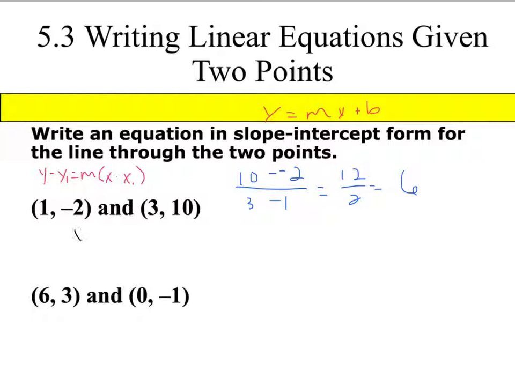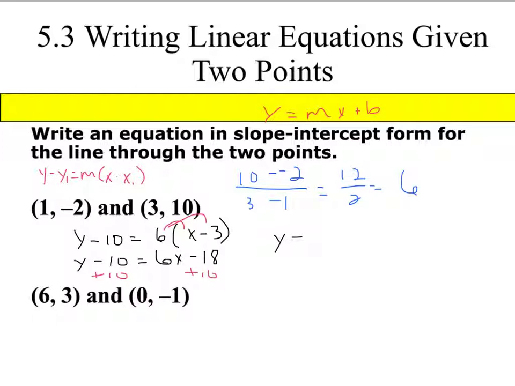I'm going to look at y minus 10 is equal to 6 times x minus 3. Okay, I'm going to simplify this, make sure I distribute that 6 to everything inside the parentheses. I'm going to bring my 10 over, and I have to add the 10 because I need to take the opposite of what's happening. So y is equal to 6x minus 8, and I'm done. Okay, so y equals 6x minus 8, and that is my answer there.